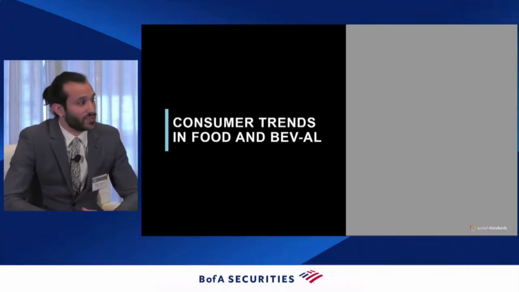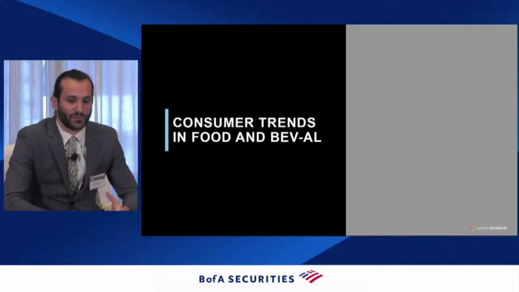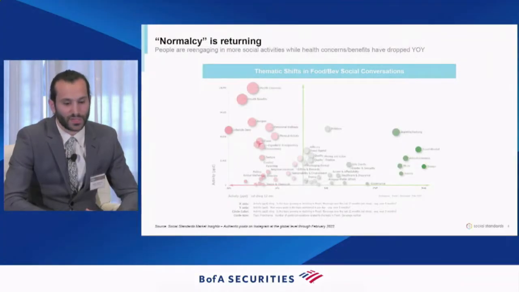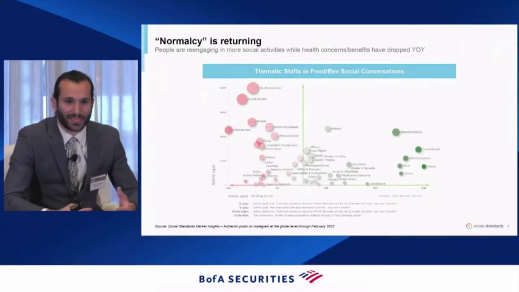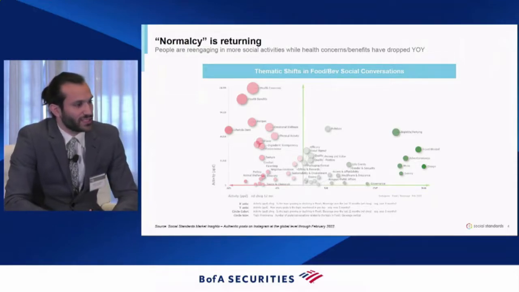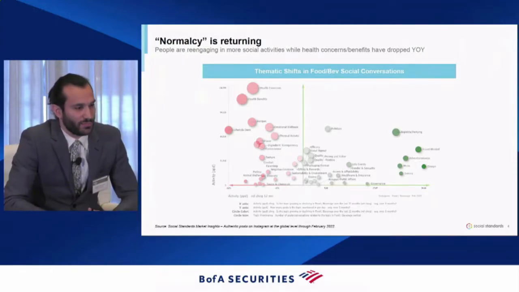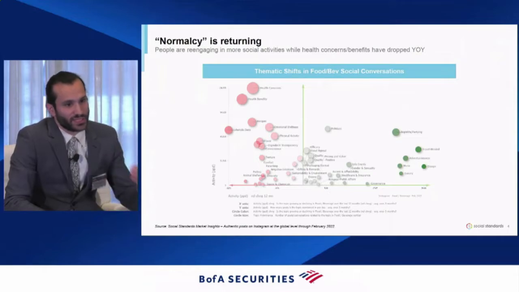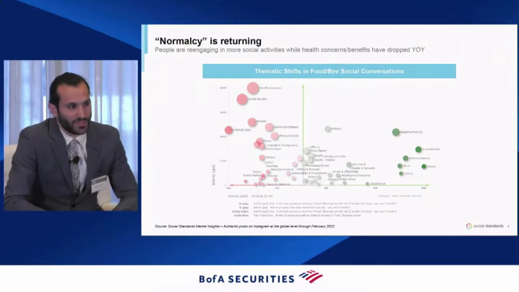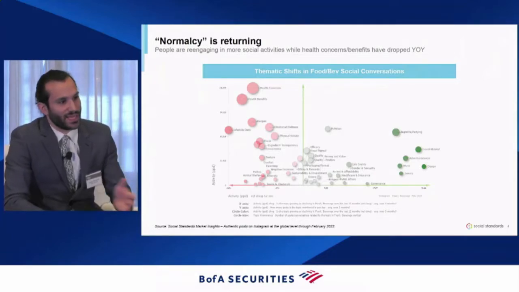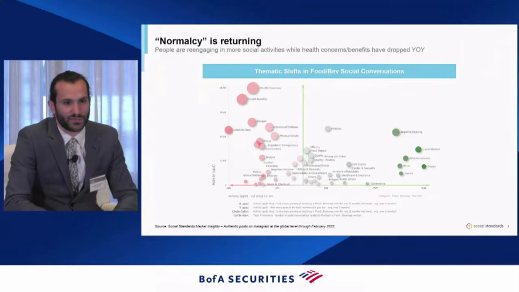So let's start off with some different consumer trends we've been seeing in food and beverage alcohol. In the chart we're looking at here, the y-axis shows the size of different thematic topics, which are collections of a variety of words and phrases that people use to describe a particular concept. Things higher up on the y-axis are larger topics within Instagram food and beverage conversations. And the x-axis helps us see how it's shifting over time.